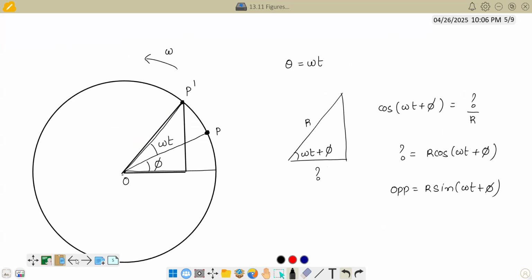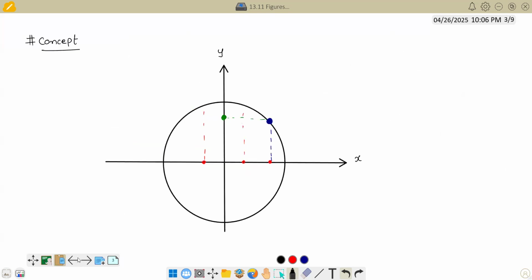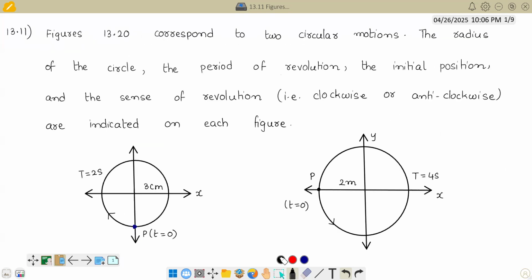But let me tell you, this is just one way to solve the problem. There is one more way to solve the problem. We will discuss that after explaining this problem also.